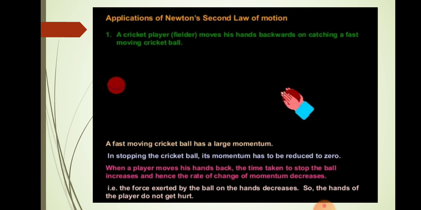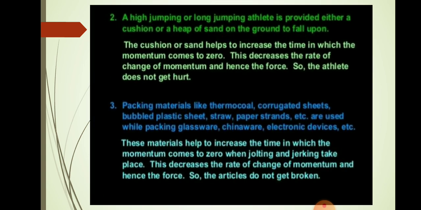Now let us see the applications of Newton's second law of motion. A cricket player moves his hand backward on catching a fast moving cricket ball. A fast moving cricket ball has a larger momentum. In stopping this cricket ball, its momentum has to be reduced to 0, right? So when a player moves his hand back, the time taken to stop the ball increases, and hence the rate of change of momentum decreases. So the force exerted by the ball on the hands decreases, so the player may not get hurt when he catches the ball.